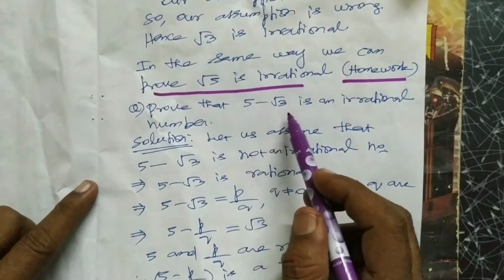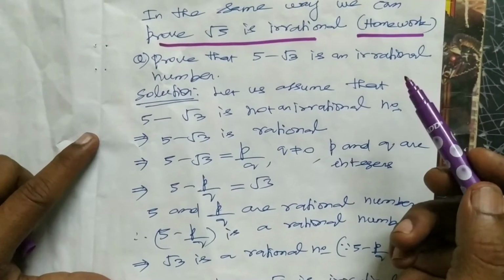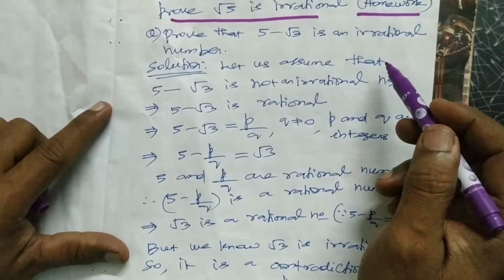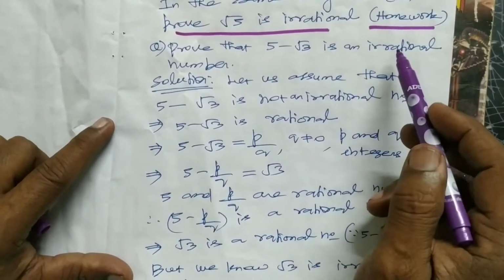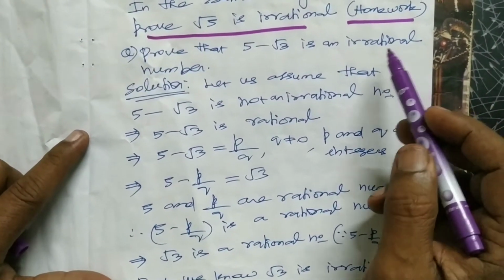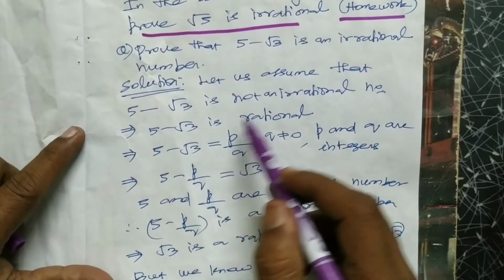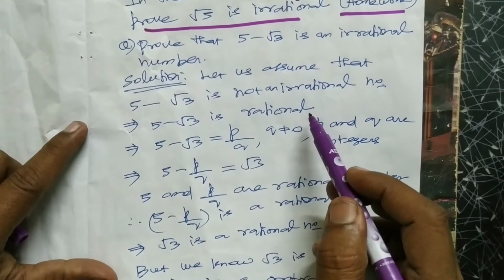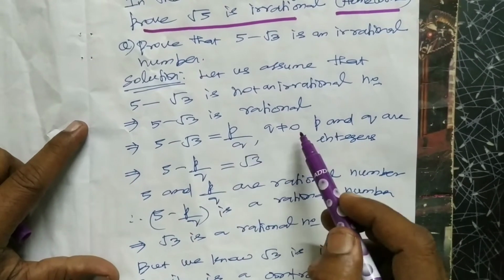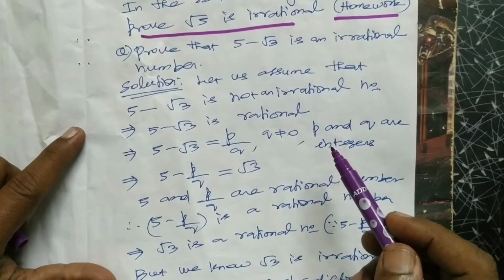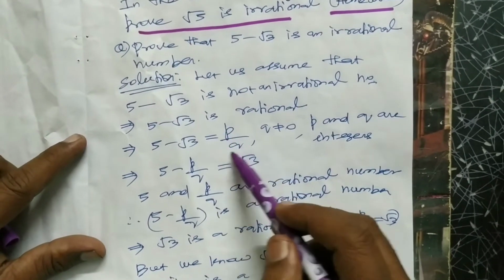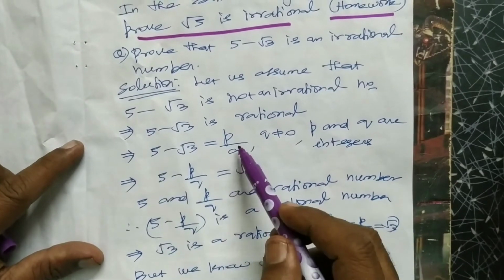Prove that 5 minus root 3 is an irrational number. All questions are based on the method of contradiction. Now, let us assume that 5 minus root 3 is not an irrational number. Negation of irrational is not irrational. Not irrational means 5 minus root 3 is rational. Every rational number can be written in the form p by q, where p and q are integers. Now, all the rational numbers you bring to one side. Here p by q is a rational number, 5 is a rational number, you bring it here.